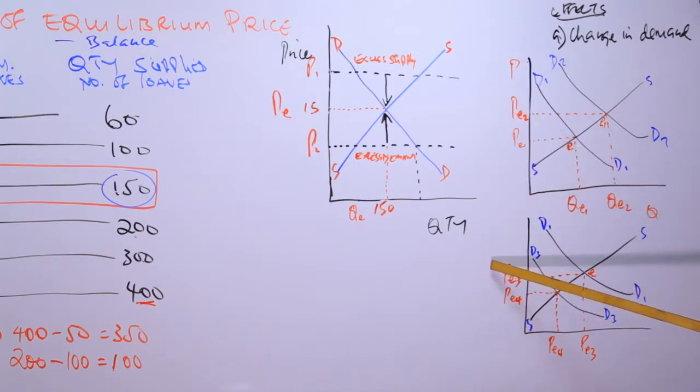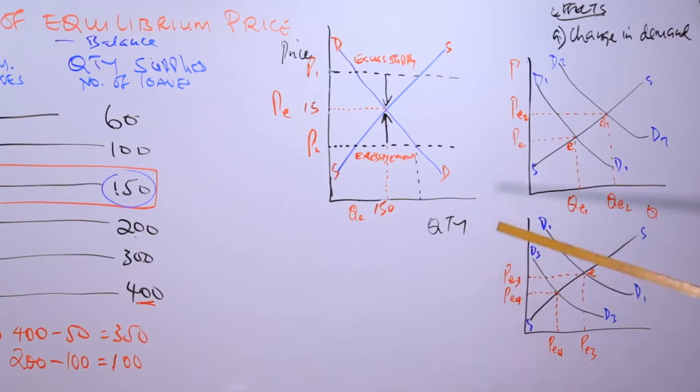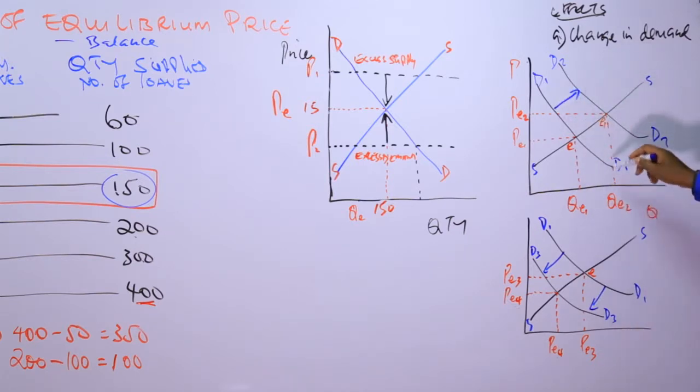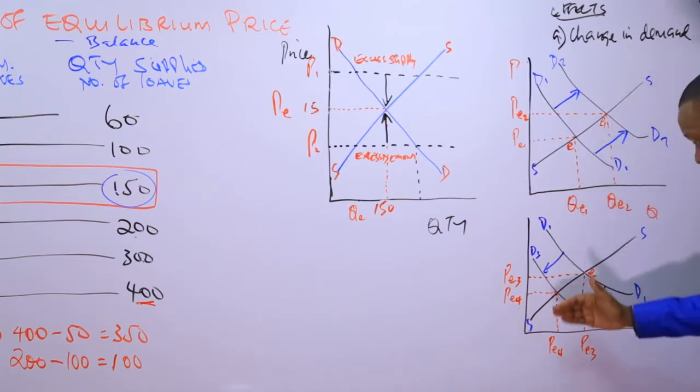You can see here that a decrease in demand will cause the demand curve to shift to the left. This one shifted to the right. An increase in demand moves the demand curve to the right. The other one, a decrease, moves the demand curve to the left. So what is the effect? We are looking at the effect of change in demand, either when there is an increase in demand or a decrease in demand.